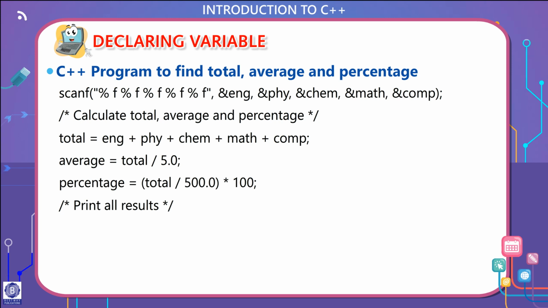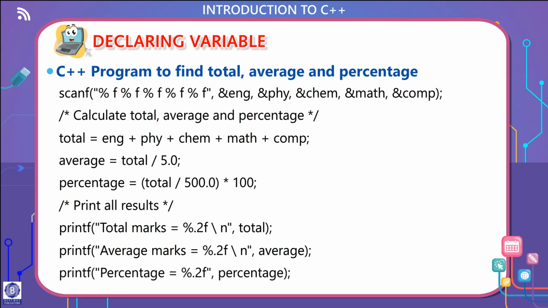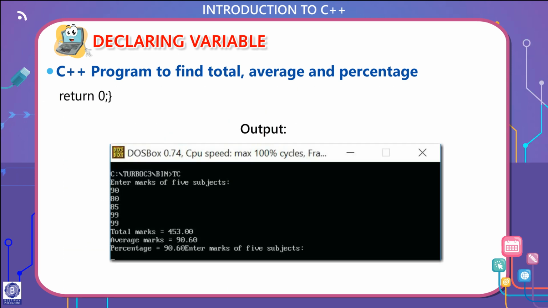/* print all results */ printf("Total marks = %.2f\n", total); printf("Average marks = %.2f\n", average); printf("Percentage = %.2f", percentage); return 0. Output.